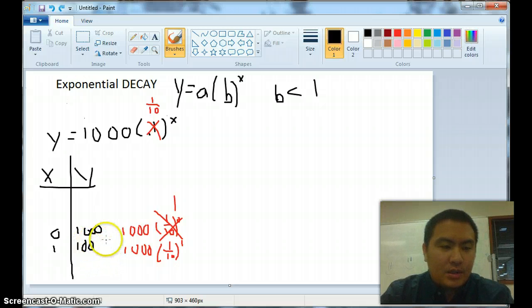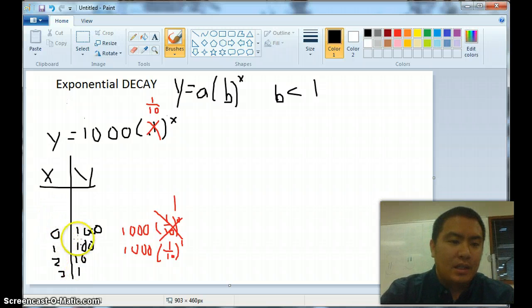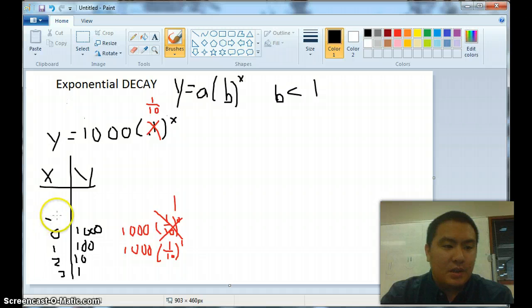I know it's going to be 100. I know it's multiplying by 1/10, so I know the next one's going to be 10, and the third one's just going to be 1. Now going back the other way, you can kind of guess what -1 is going to be.